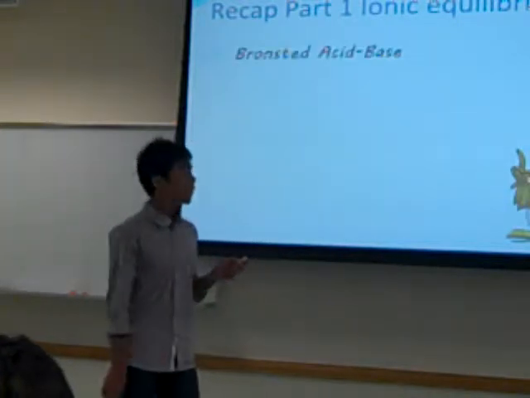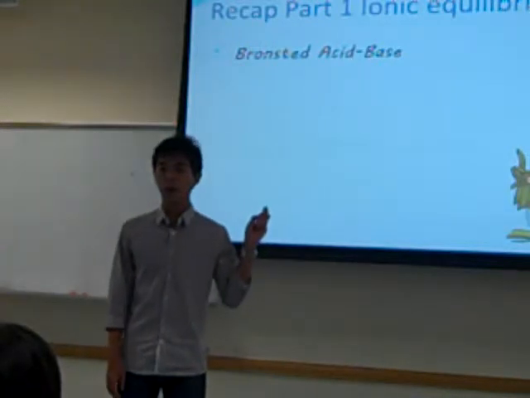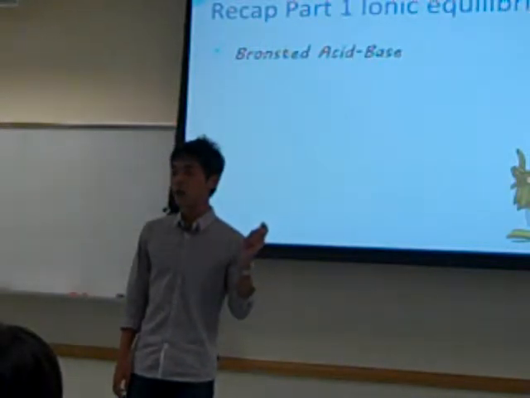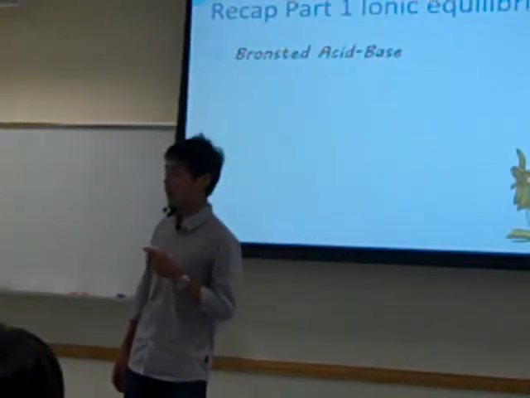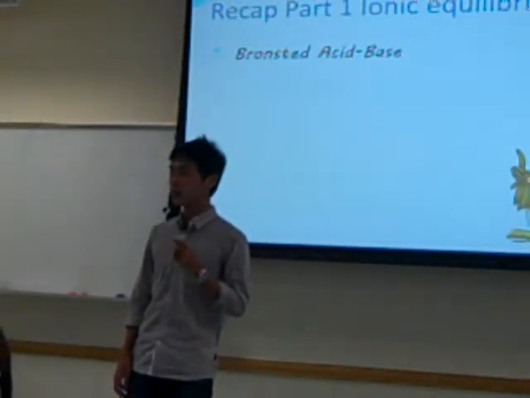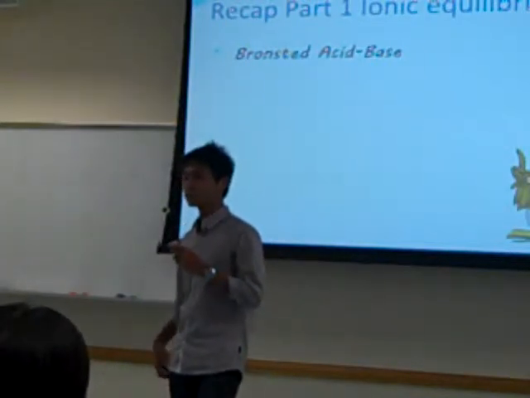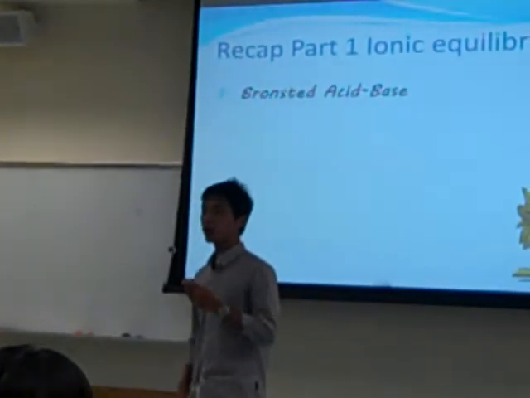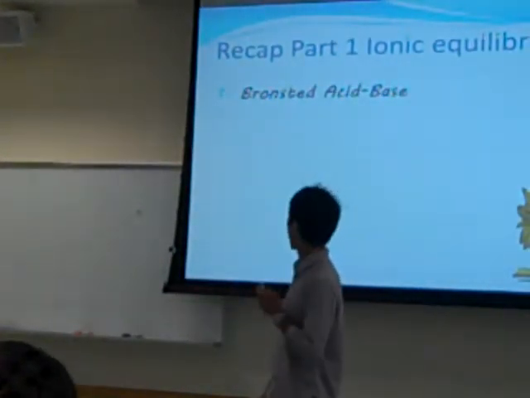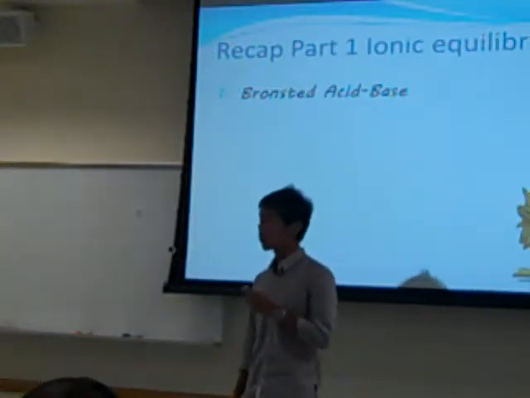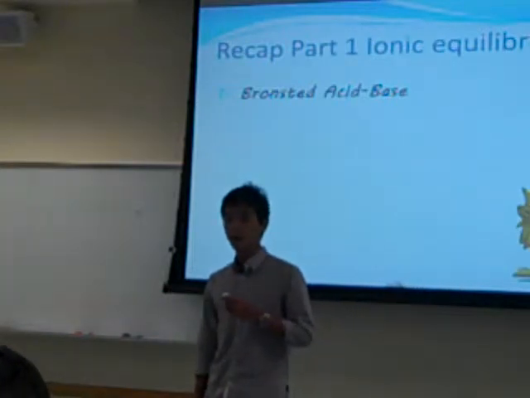So firstly, we have looked at Bronsted acid-base theory. I told you that this is one of the few theories that we can use to define an acid and a base. According to this theory, can someone tell me what is the definition of a Bronsted acid? When we talk about Bronsted theory, we are looking at the transfer of protons. A Bronsted acid is a species which donates a proton. A Bronsted base is a species which accepts a proton.